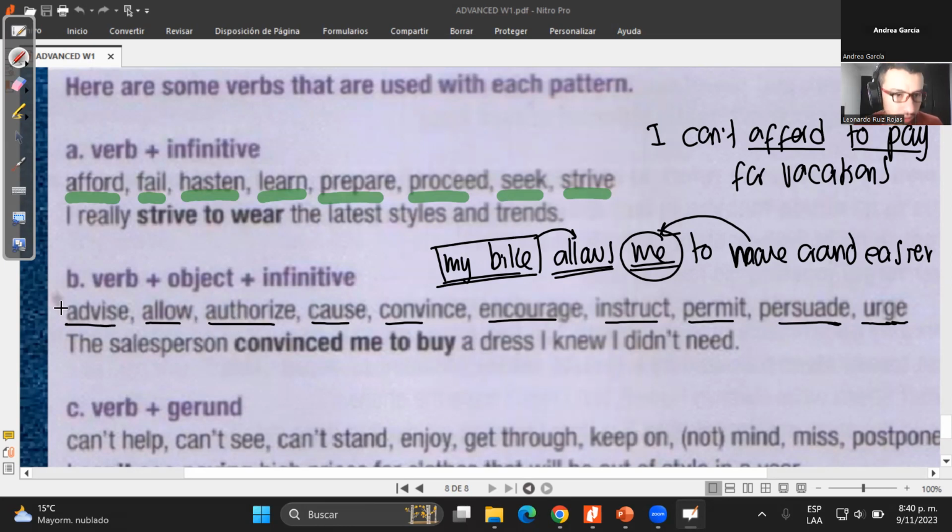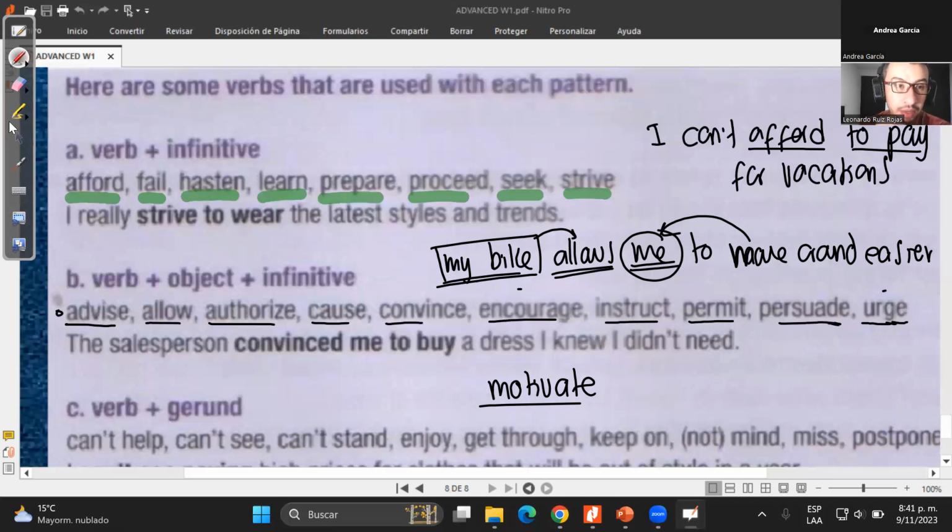Advise, allow. Any questions of vocabulary, Andre? Advise, allow, authorize, cause. Mm, encourage. I don't remember what is the meaning. Encourage and urge, ambos are synonyms of motivate. Okay. Ready? Motivate. So I urge people to study a lot. I encourage my students to practice vocabulary. Something like that. Ready? Okay, teacher. Good, my dear. So that's the one.